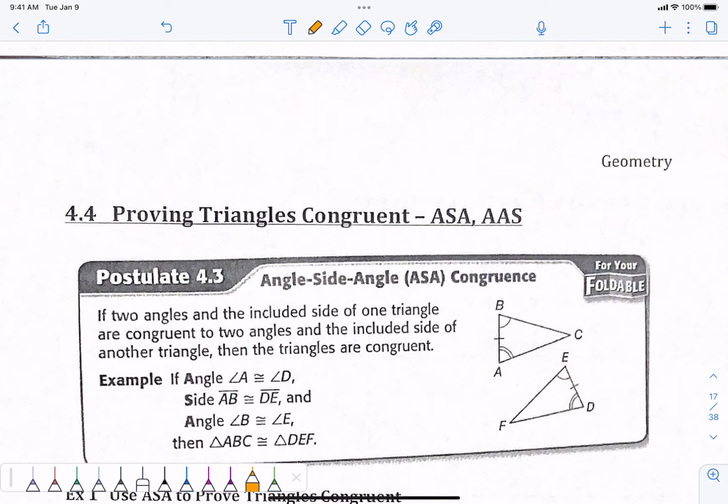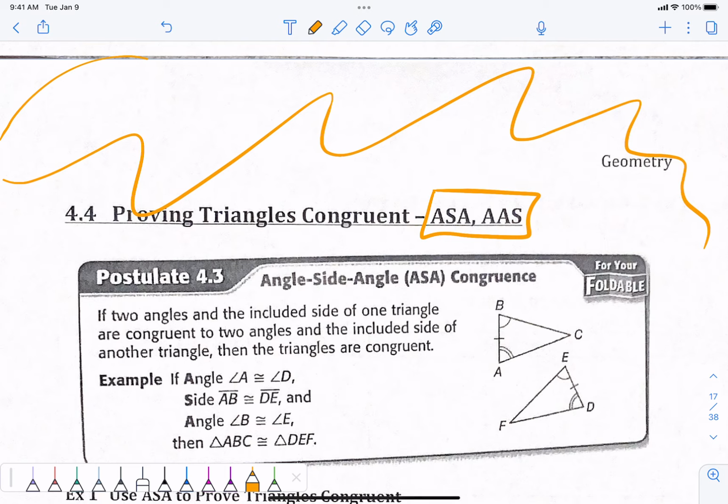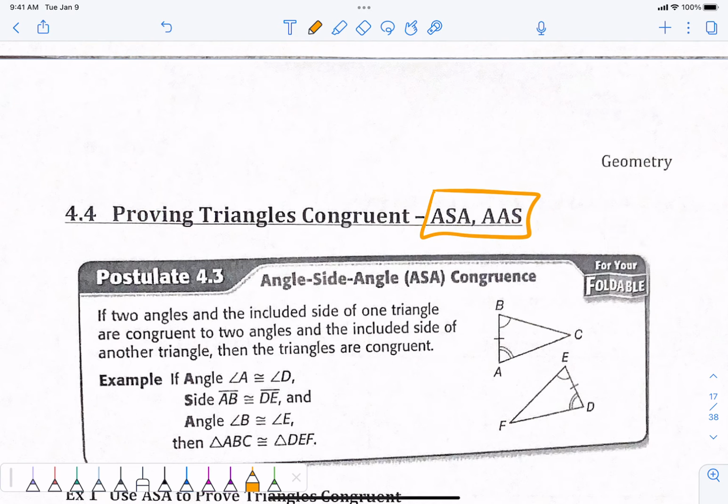We took a quiz yesterday, so we're trucking right along. 4.4 is going to be very, very similar to 4.3. It's just the same process except with two different ones. And so I'm going to talk through that. I'm going to write some stuff up here, yeah, we'll just get going.